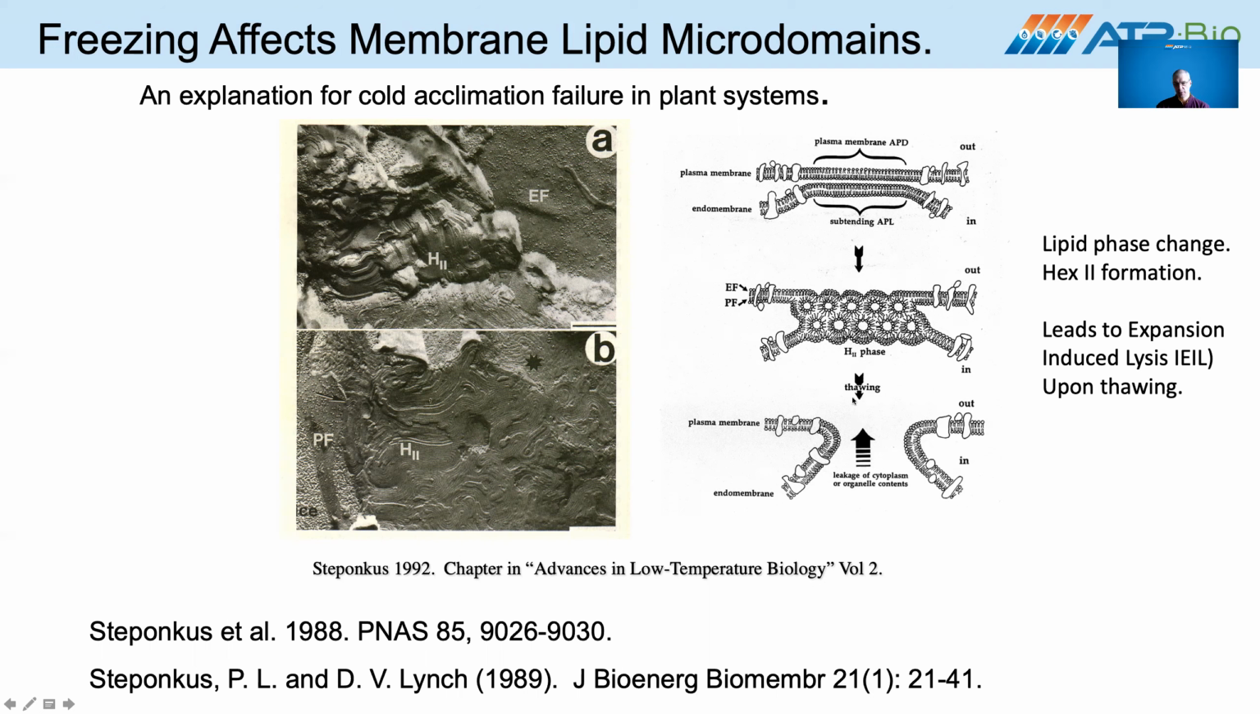And then upon thawing, you're exuding the content. Or you could have the plasma membrane coming together and basically fusing. And then when the cell wants to completely come back to its normal volume and the surface area of the membrane, there's not enough surface area left, and you get what's called expansion-induced lysis. So Peter was the first to really talk about this as a lipid mechanism of injury during dehydration.